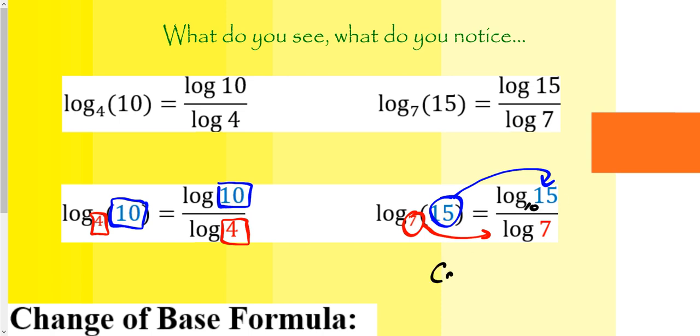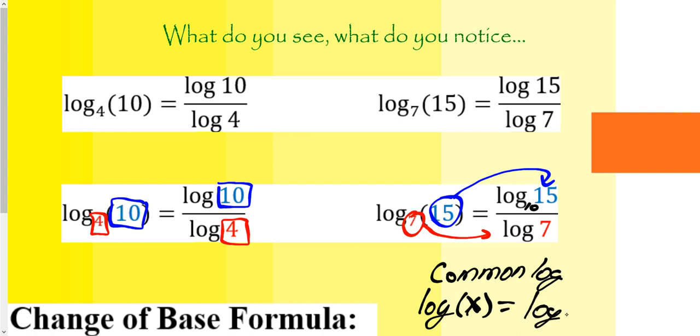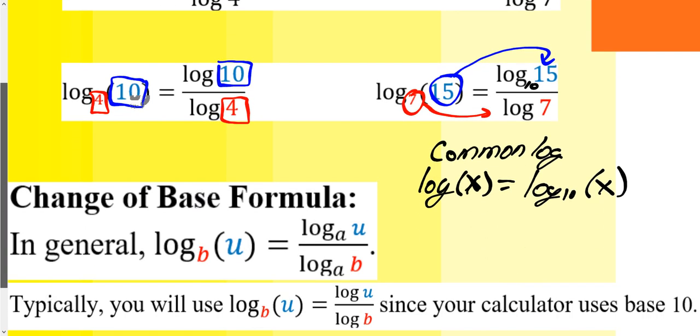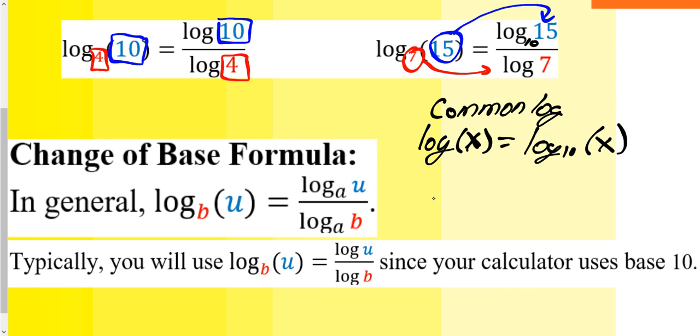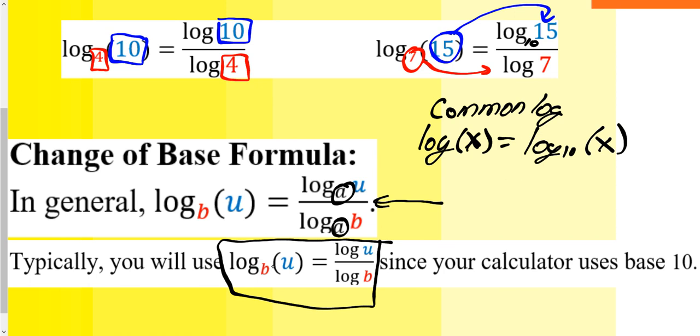It's referred to as your common log. So if you see log of x with no base, that means the same thing as log base 10 of x. What we're talking about here is your change of base formula. You can technically change it into any base you wanted, but since your calculator uses base 10, typically we're just going to be using this. Once again, you do log of the bigger font size on top divided by the log of the smaller font size on the bottom.